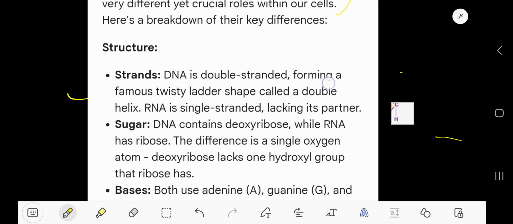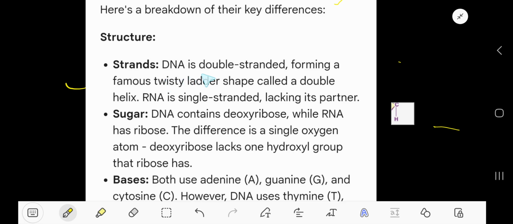Okay, structure. DNA is double stranded, forming a famous twisted ladder shape called a double helix. On the other hand, RNA is single stranded. That is, DNA is double stranded, RNA is single stranded, lacking its partner.